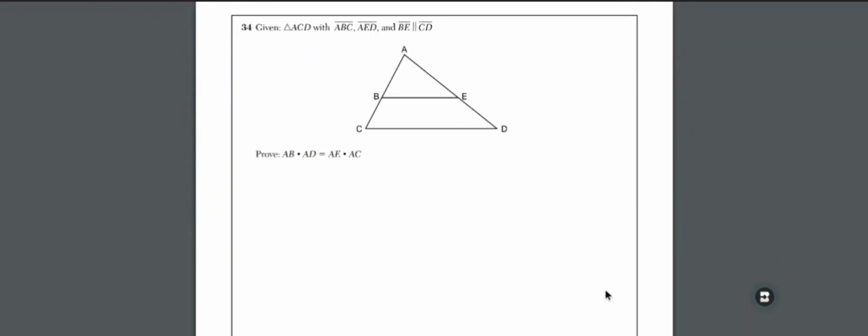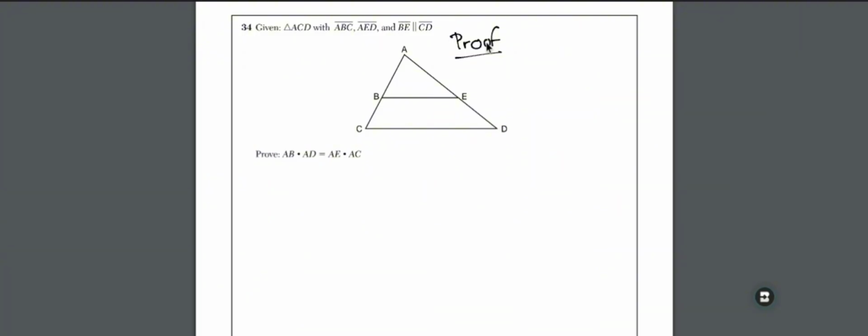We're almost done. So, given triangle ACD with ABC, AED, and line segment BE being parallel to CD, prove AB times AD is equal to AE times AC. So this is a proof question. Everybody's favorite questions on the Geometry Regents.